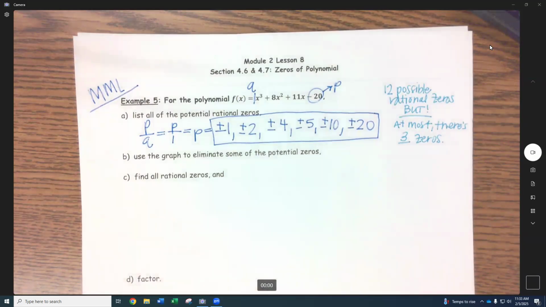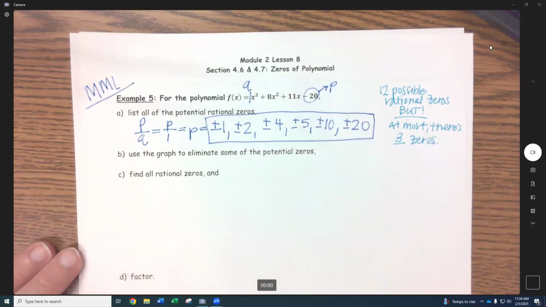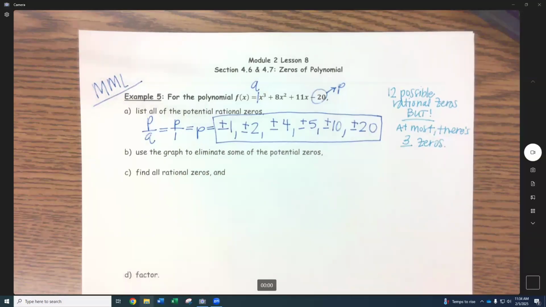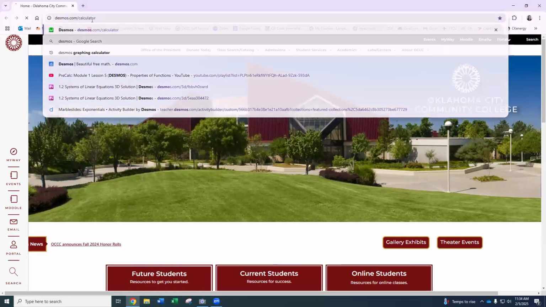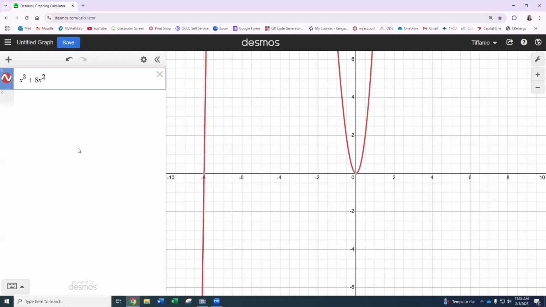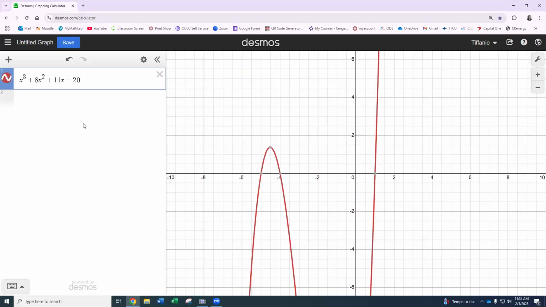Okay, so now it says in part B, use the graph to eliminate some of the potential zeros. So if you were using a graphing calculator, I have a playlist for graphing calculators. But I'm assuming since you're here in this playlist that you are going to be using Desmos. So if I go to Desmos, I'm going to type in my function. Okay, so here is my function.